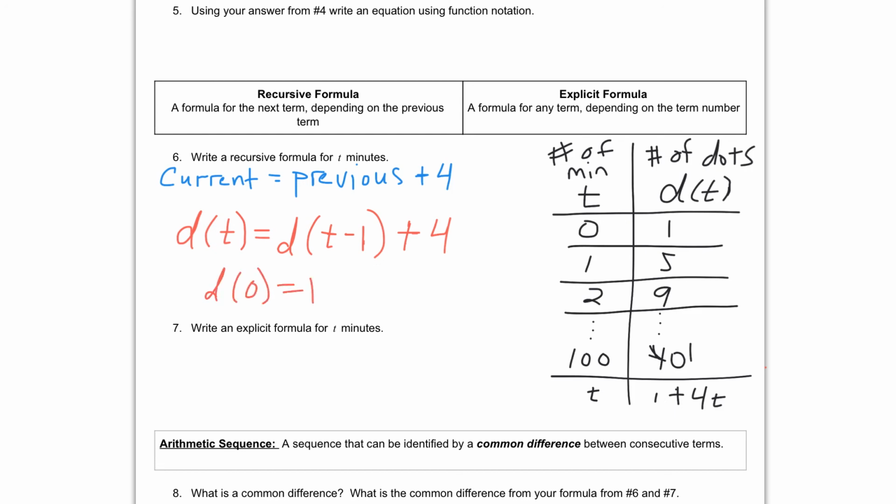So in a recursive formula, you need both parts. You need this function notation, and then you also have to state the very first term. It doesn't necessarily have to be the 0 term. It could be the first term. Whatever term you start with is the one that's going to go here, so that we know that we're just going to add 4 starting here.